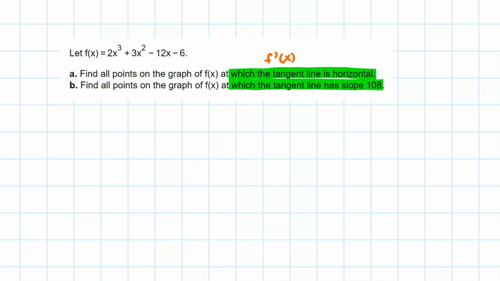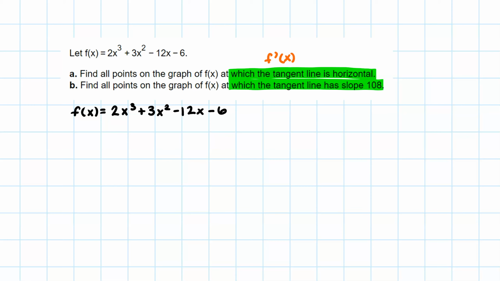Remember, f prime of x is the slope of the function at one single point. It's called like an instantaneous slope. And since it only touches the function in one point, it's called tangent. So the tangent line's slope is the derivative of the function at that point. So let's look at our function. Our function is 2x cubed plus 3x squared minus 12x minus 6.